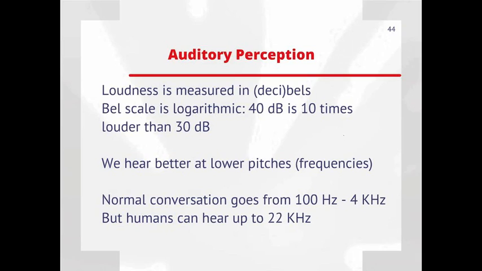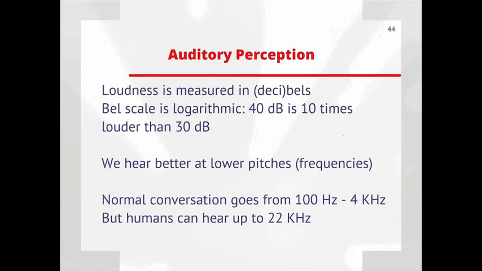And loudness is measured in terms of bels, okay? But bels are a very small unit of measure, so typically we use decibels, right? Which are tenths of a bel. The bel scale that is used for measuring sound is actually logarithmic. So 40 decibels is actually 10 times louder than 30 decibels. Okay, so that's loudness.